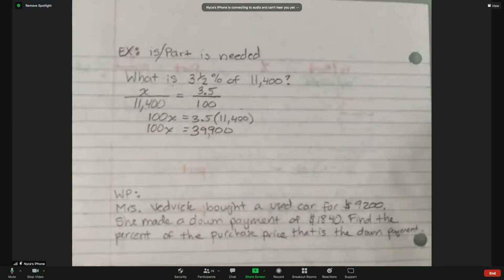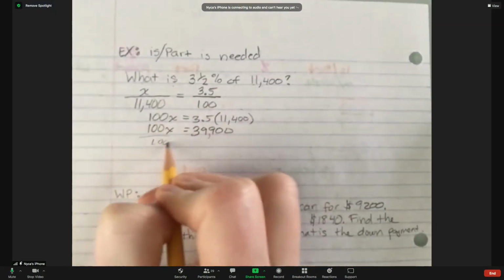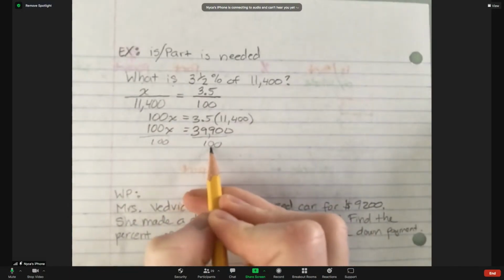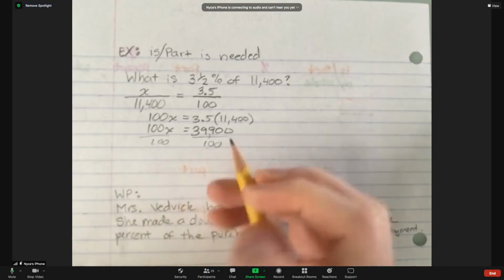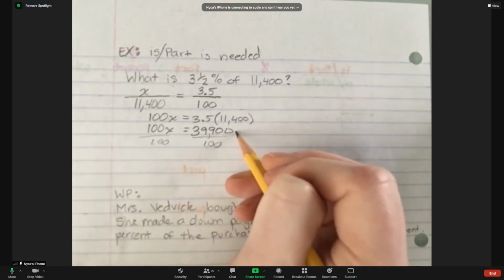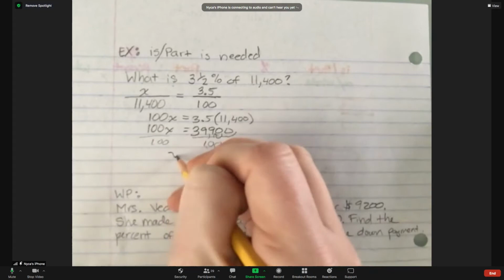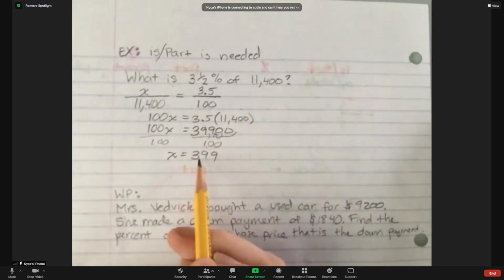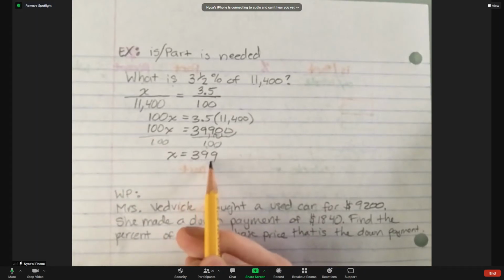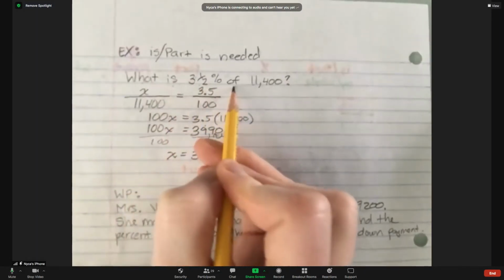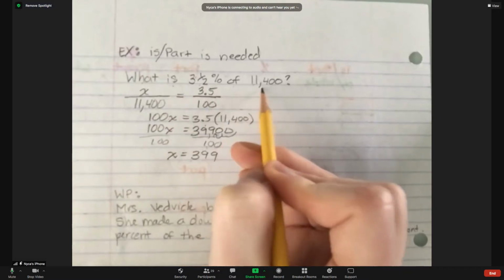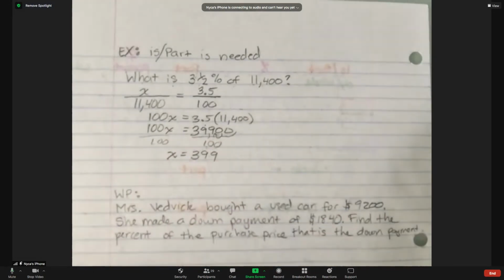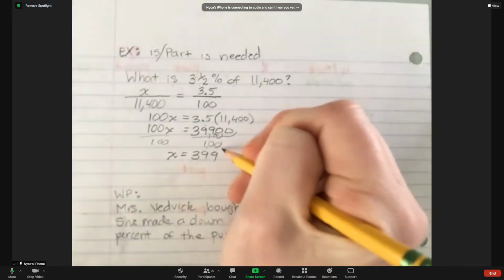And now you need to get x by itself. So you must divide by 100, divide by 100. Whenever you're dividing by tens, hundreds, you just count the amount of zeros, and that's how many decimal places you move it. So since it's divide by 100, 1, 2, your final answer, x equals 399. That means that 399 is 3.5% of 11,400. That makes sense. That's really small. Okay, it's nowhere near close to what that number is. So that would be your part.